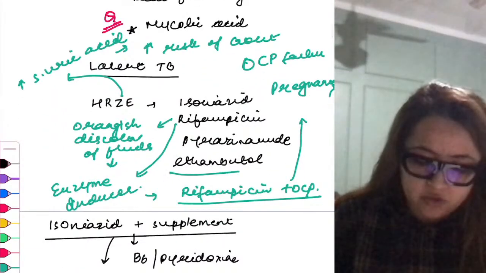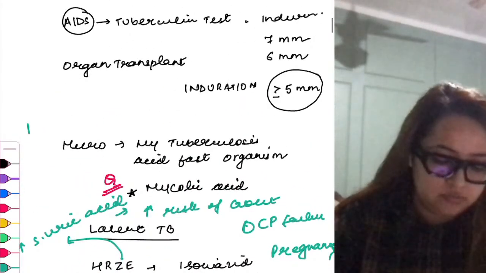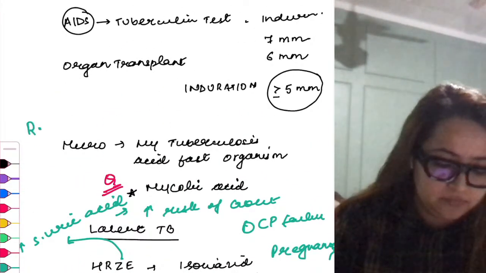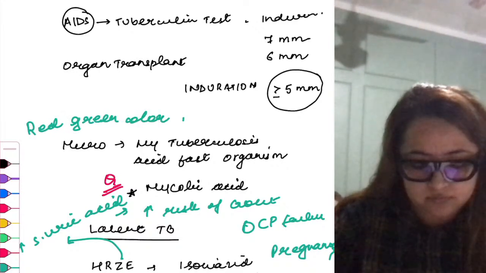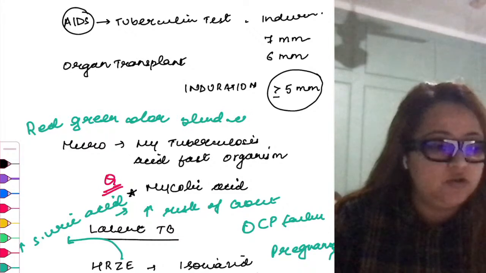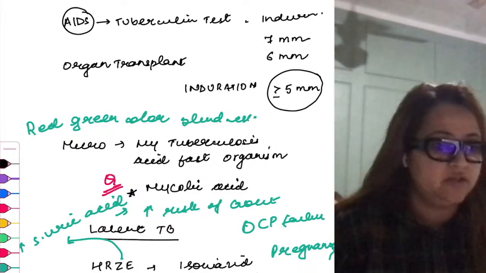And moving on to ethambutol. The side effect of ethambutol is red-green color blindness. And it could also lead to optic neuritis. So all of these points regarding the first line drugs for tuberculosis are very important.